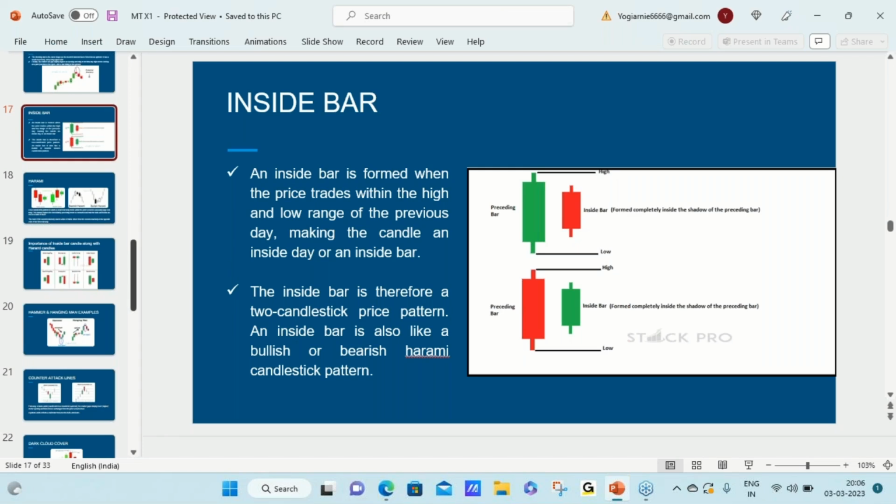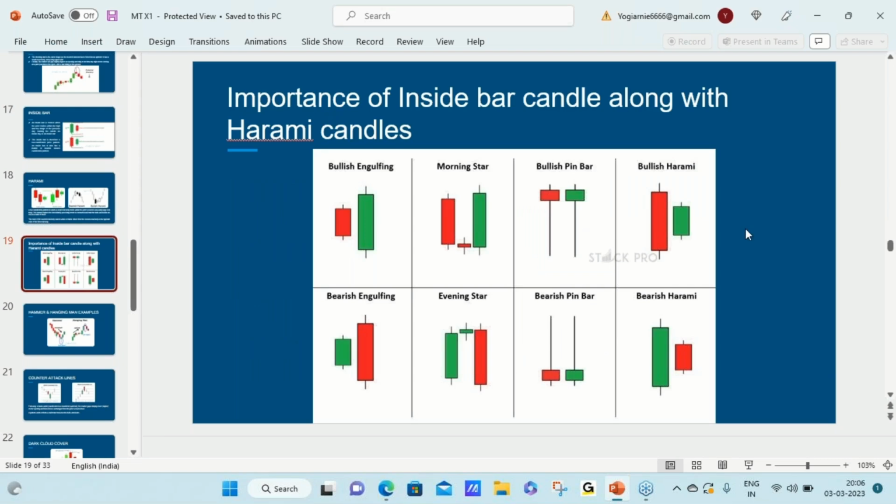Okay, so let's look at bullish Arami and bearish Arami. Look at the last column. You don't require other candlestick patterns here. You just look at the last column. The bullish Arami and the bearish Arami, whatever you see here, don't you think it's looking like inside bar in terms of shape? Yes or no?